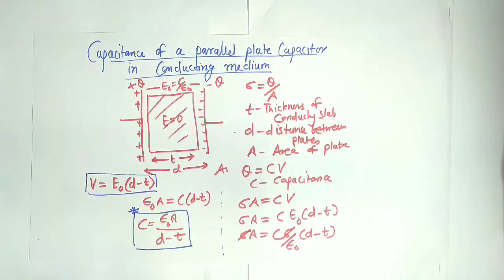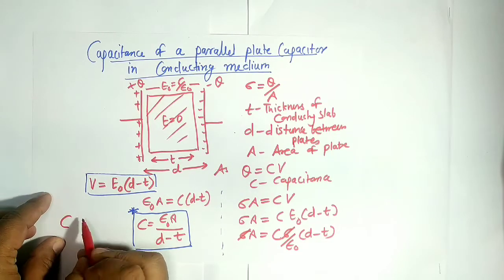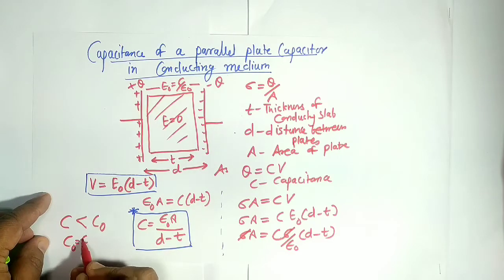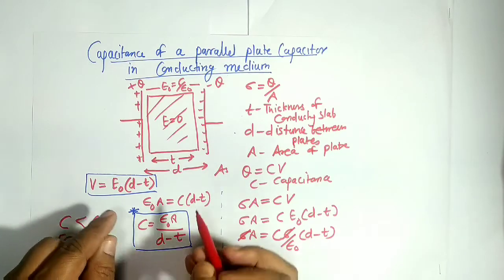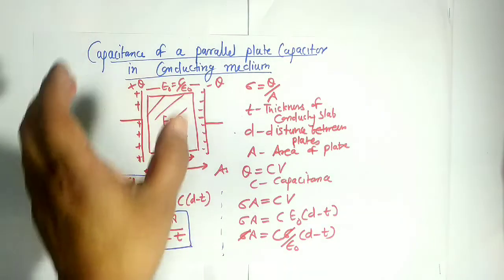So even we can say from here also that C is less than C naught. C naught was in air medium. What was that? Epsilon naught A by D. So C is here again less than C naught. What is D? Distance between the plates. What is T? Thickness. So this is the concept for the conducting medium.